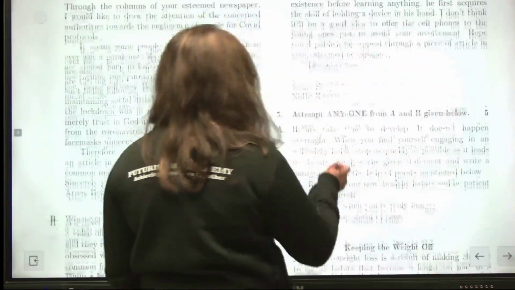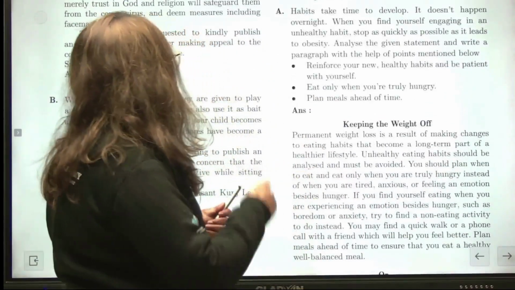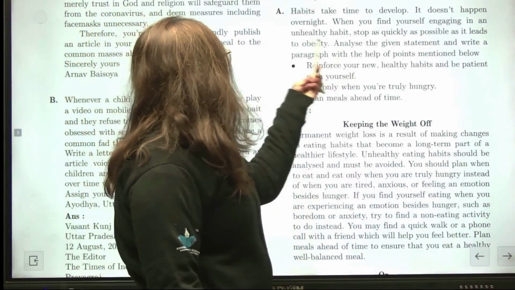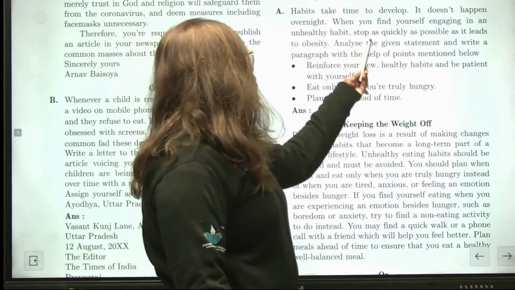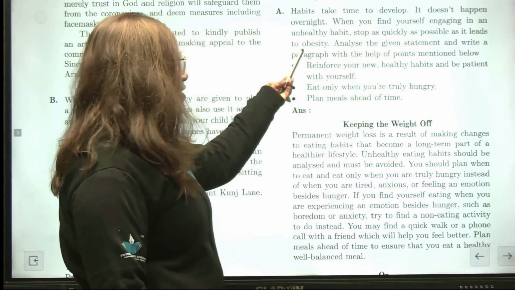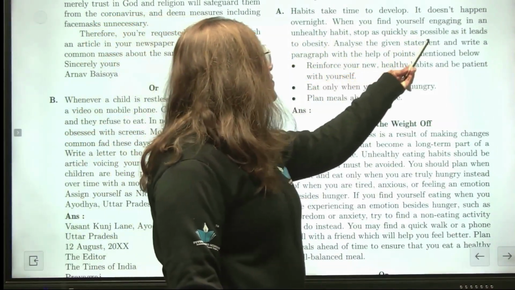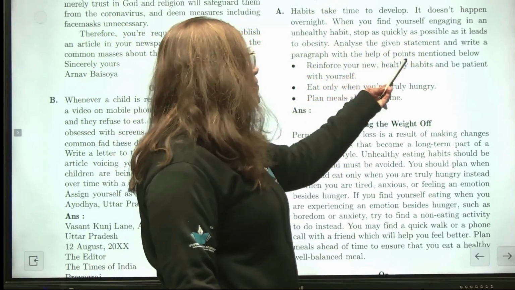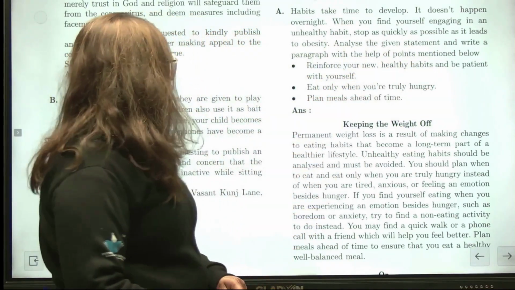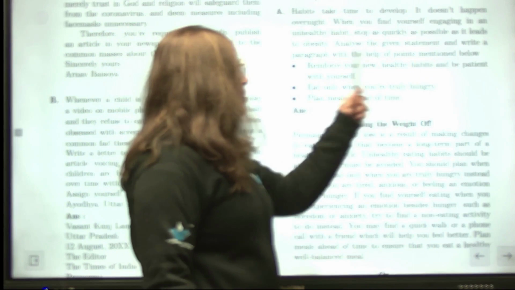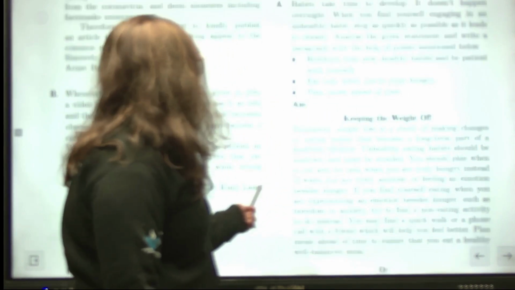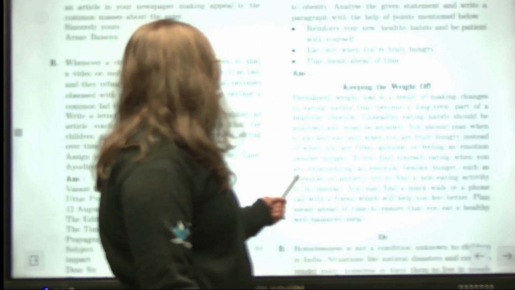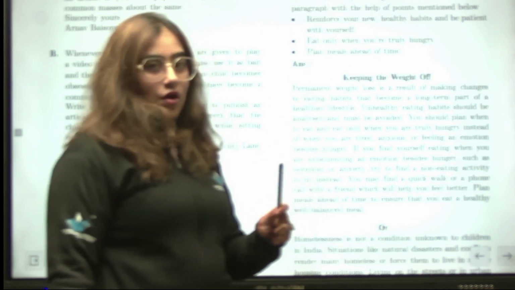So habits take time to develop. It doesn't happen overnight. When you find yourself engaging in an unhealthy habit, stop as quickly as possible as it leads to obesity. Analyze the given statement and write a paragraph with the help of points mentioned below. Reinforce your new healthy habits and be patient with yourself. Eat only when you are truly hungry and plan meals ahead of time.